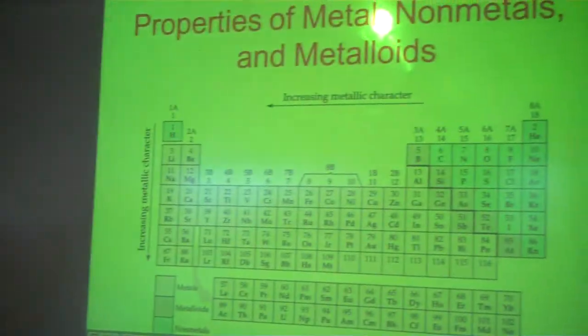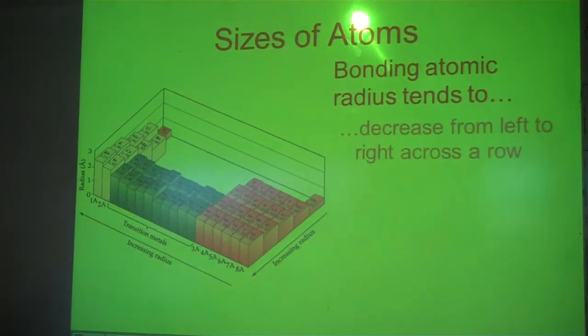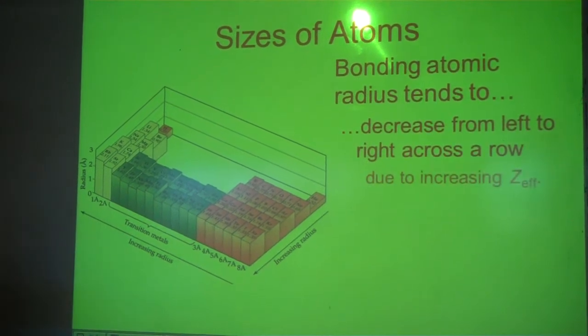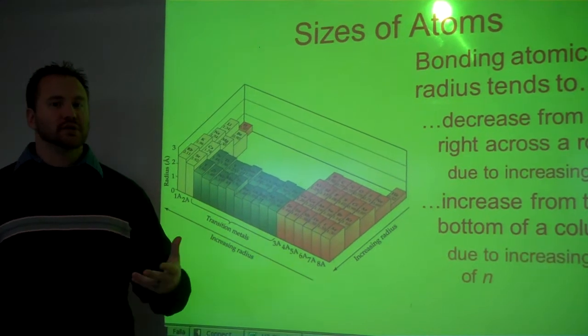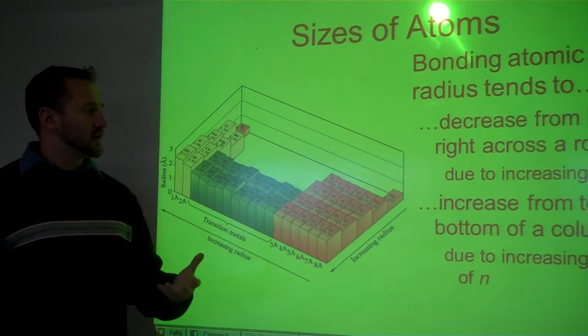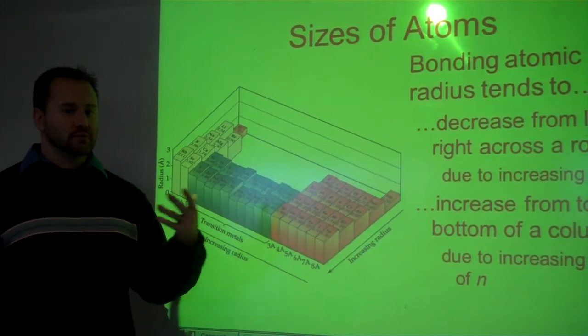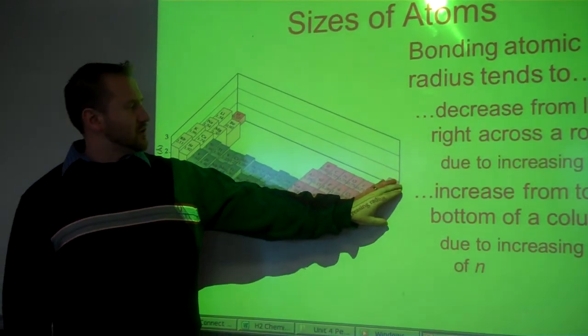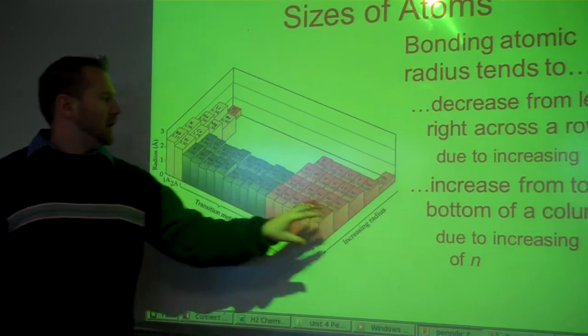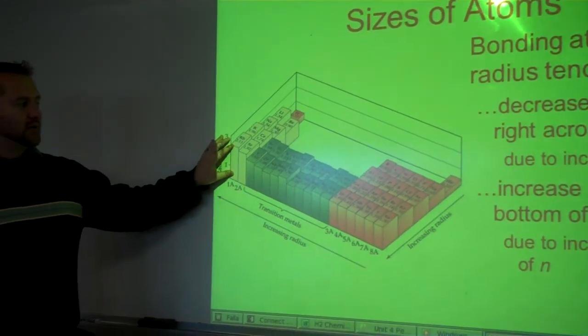So, the first trend we're going to look at with respect to the periodic table is the size of the atoms. Because the size of the atom determines how strongly it holds onto its electrons, and how strongly it holds onto its electrons determines its chemical properties. So if you look at this, you can see that the smallest atoms are up at the top right, and the largest atoms are down near the bottom left of the periodic table.